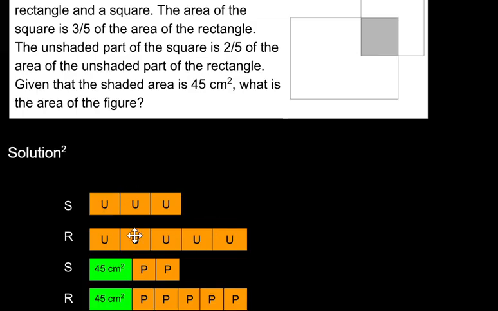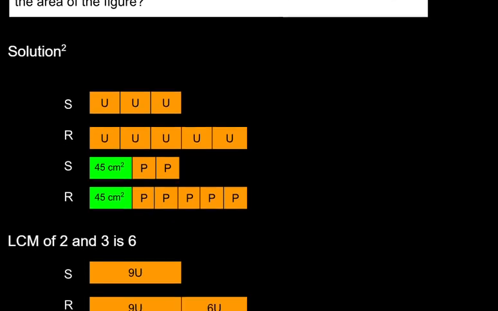This is before shaded, this is after shaded. So from comparing these two diagrams, we want to find what is the area of the figure. The area of the figure will consist of this unshaded part plus this shaded part plus the unshaded square. Now let's see with the information given, how do we solve it?